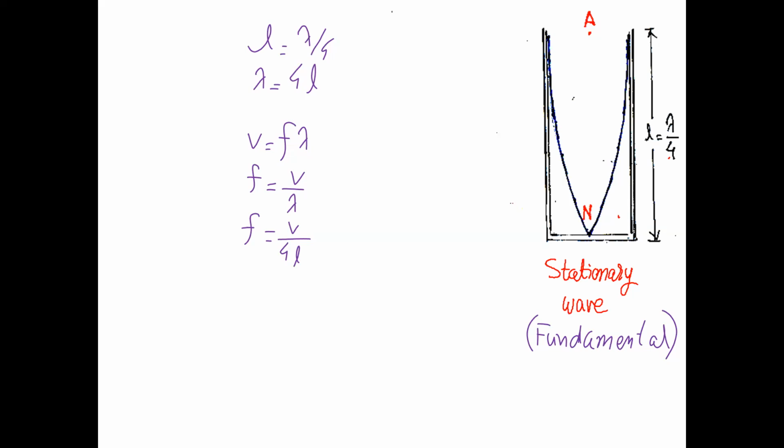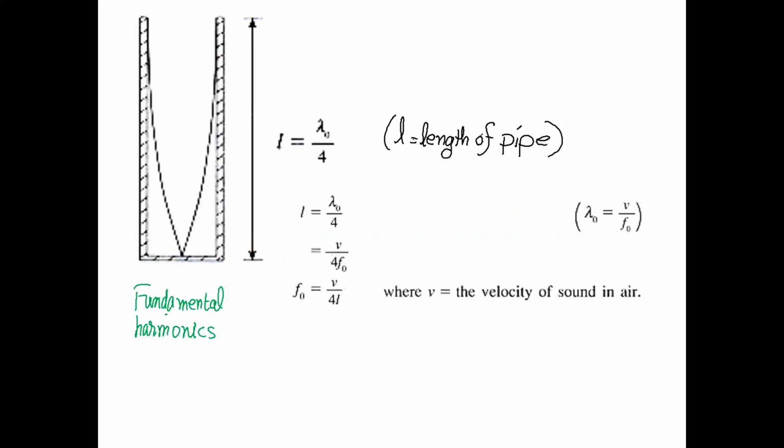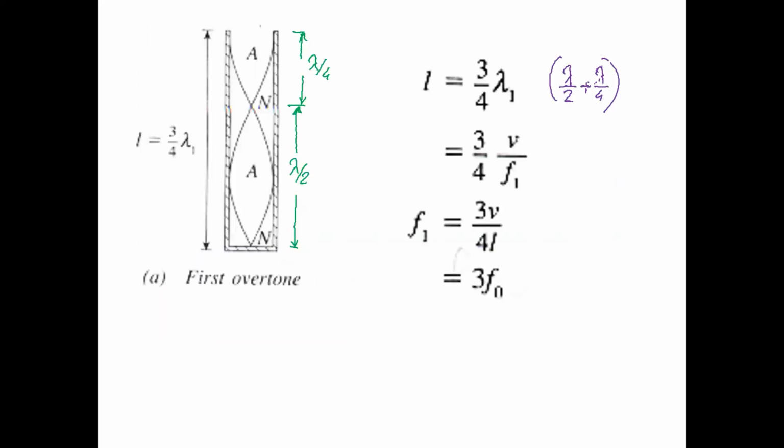This is a derivation which is always there. Now, this is called the fundamental harmonic. This is the primary tone, the first tone. L is equal to lambda naught upon 4. Now, if I vibrate it in 1.5 loops, then node to node is lambda by 2, but node to antinode is lambda by 4, so the total is 3 upon 4 lambda.